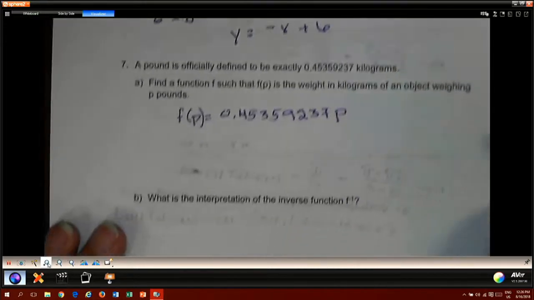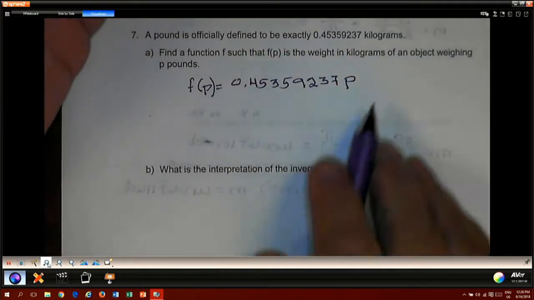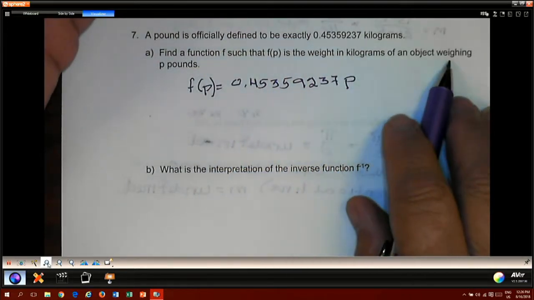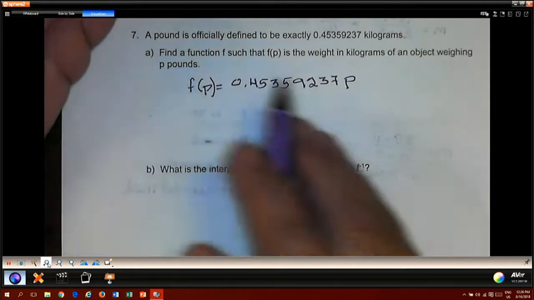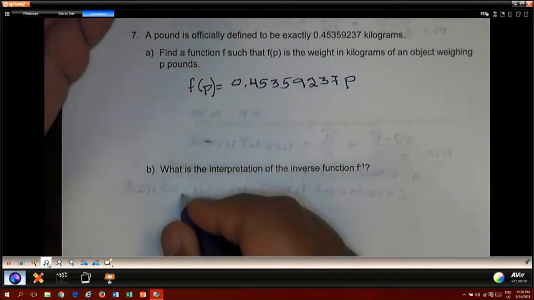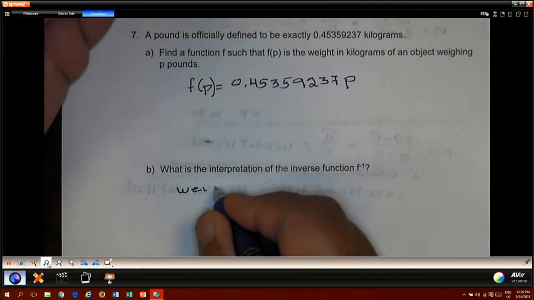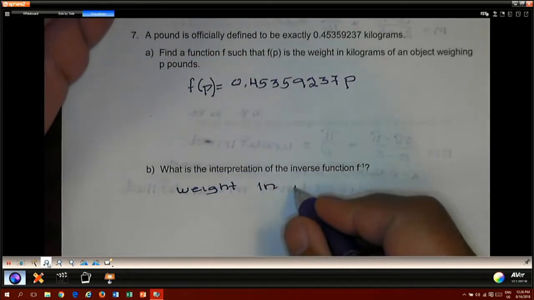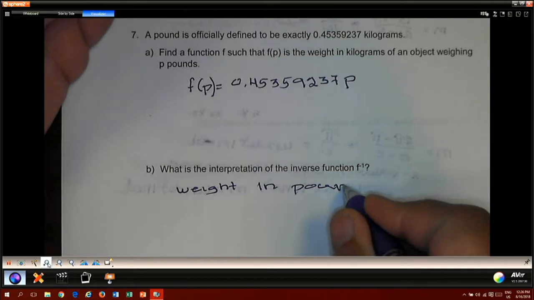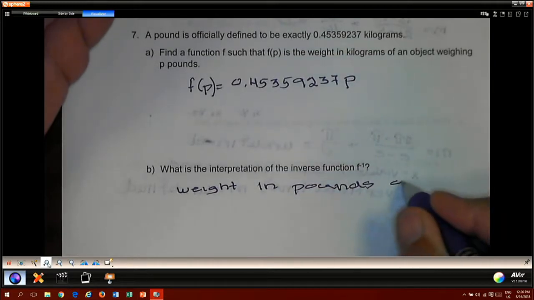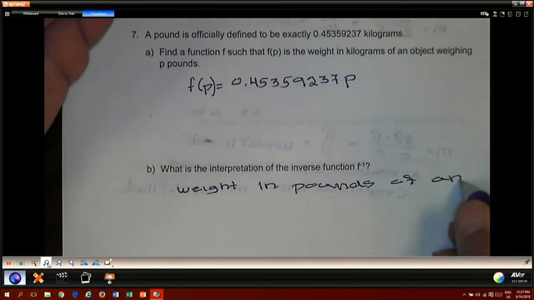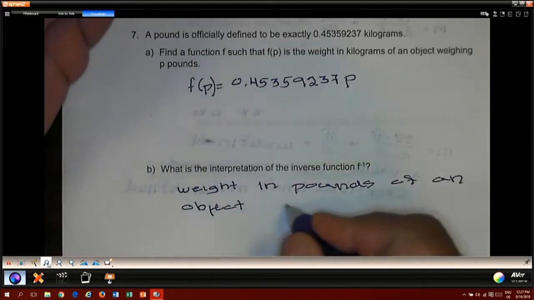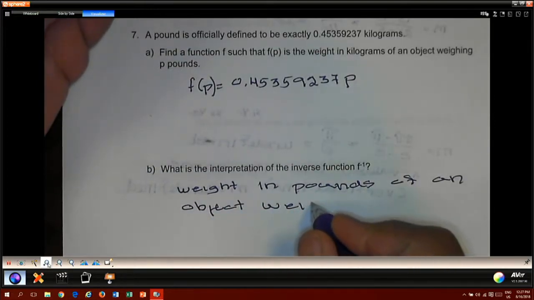Now I ask for an interpretation of the inverse function. Well, it's the opposite. This is the weight in kilograms of an object weighing p pounds. So the inverse function would be the weight in pounds of an object weighing k kilograms.